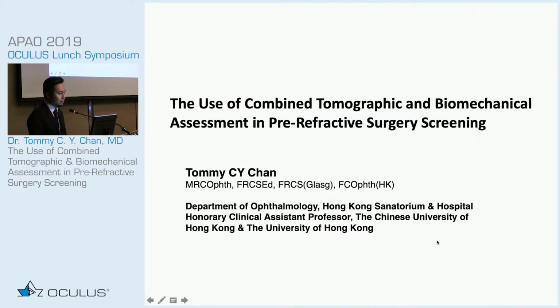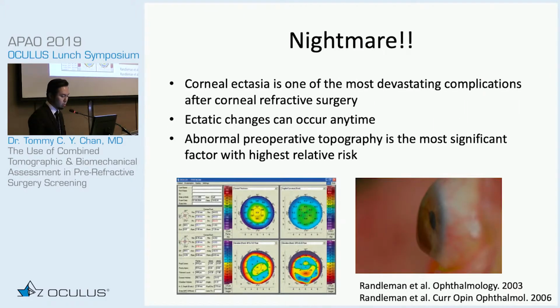So after listening to Professor Jhanji and Professor Coy about the use of corneal biomechanical properties in the diagnosis of keratoconus, I'm going to talk about how we can combine the use of topography and also biomechanical assessment before we consider any patient for refractive surgeries. So we know that if we encounter one corneal ectasia after refractive surgery, it is a nightmare.